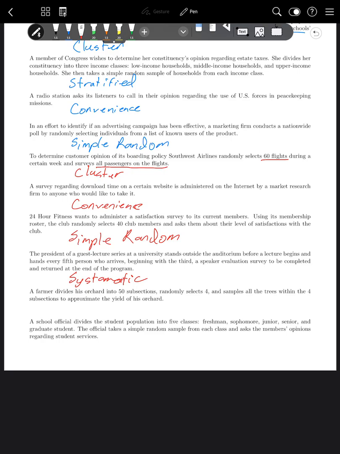A farmer divides his orchard into 50 subsections, randomly selects 4, and samples all the trees within the 4 subsections to approximate the yield of his orchard. So that would be cluster. Again, because he's randomly selecting groups and then he's sampling all the things within that group.